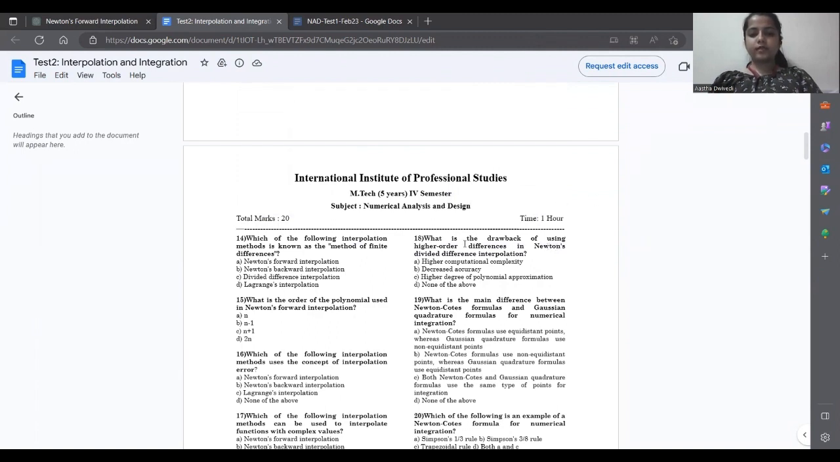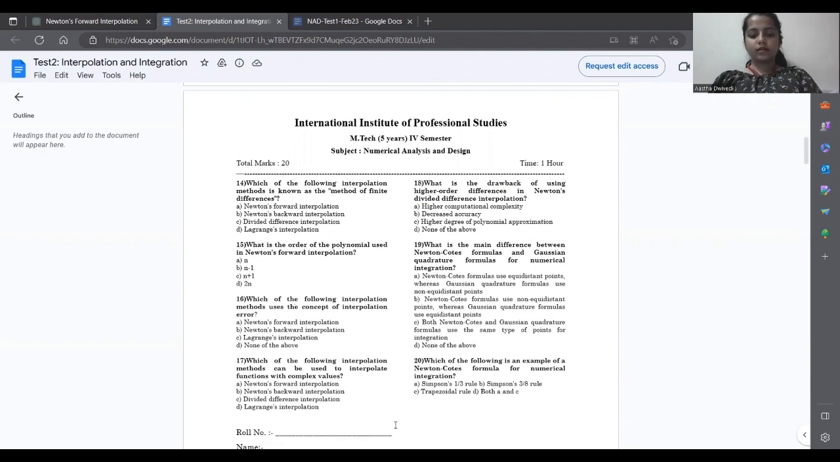Next question is, what is the drawback of using higher order differences in Newton divided difference interpolation? Higher computational complexity, decreased accuracy, higher degree of polynomial approximation, none of these. So the correct answer is higher computational complexity. As we use higher order differences, the computational complexity increases.